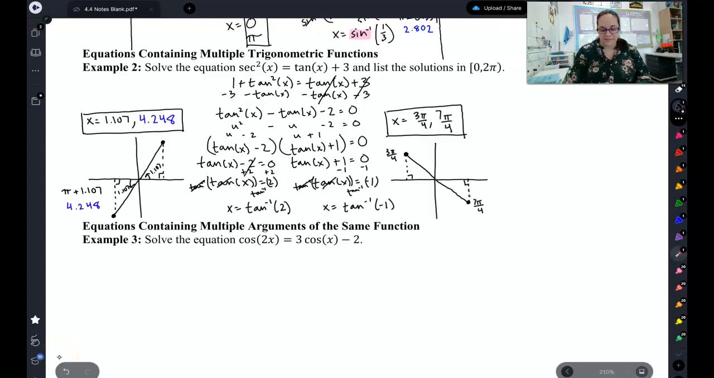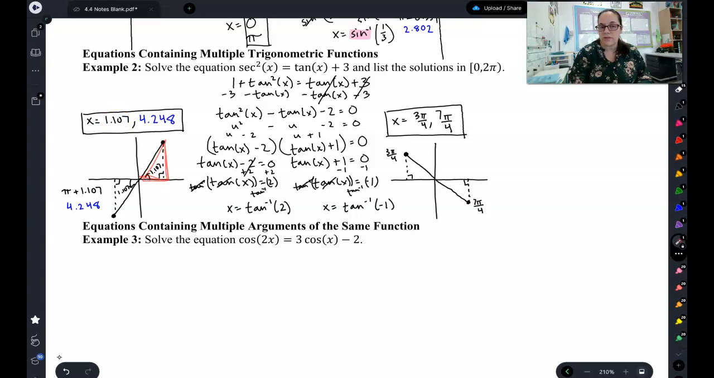Let's check how you did. So I solved this one, and tangent of x minus 2 equals 0 to get x equals arctan of 2. I know that 2 is not a unit circle tangent value, so this is the calculator problem. So I just typed arctan of 2 into my calculator. I got 1.107. Now I graphed that right here.